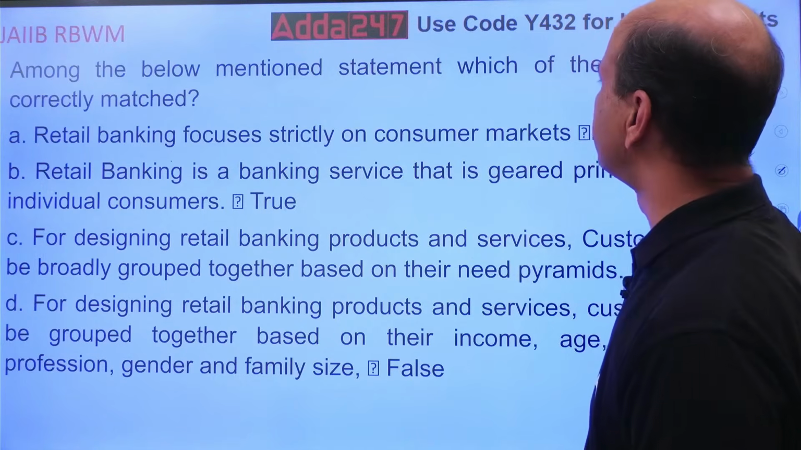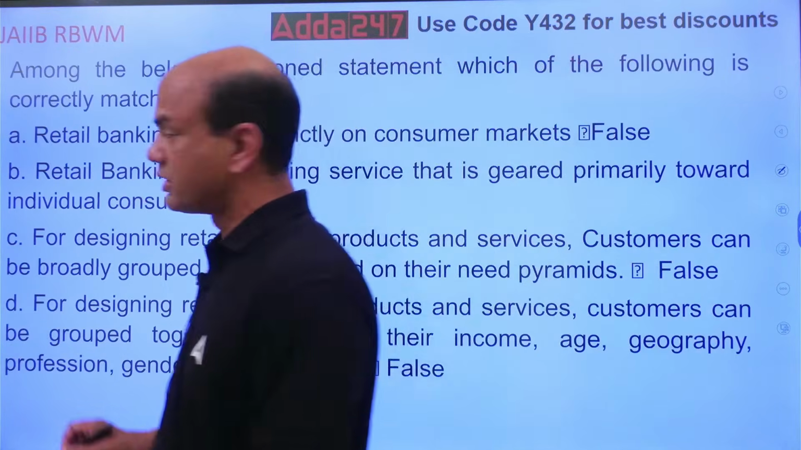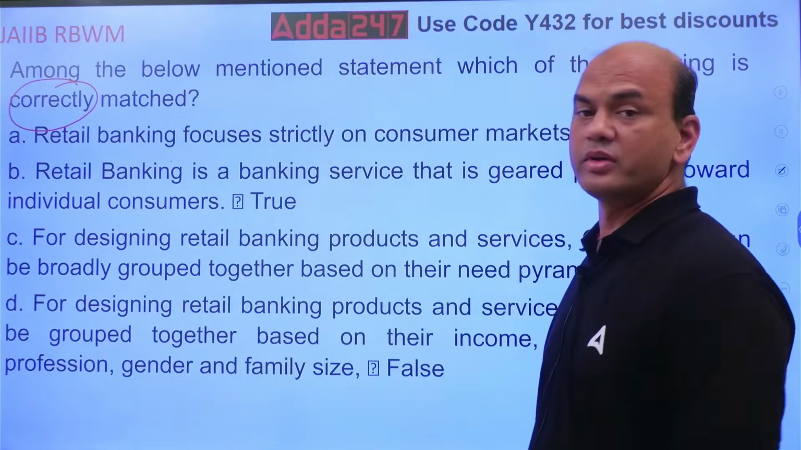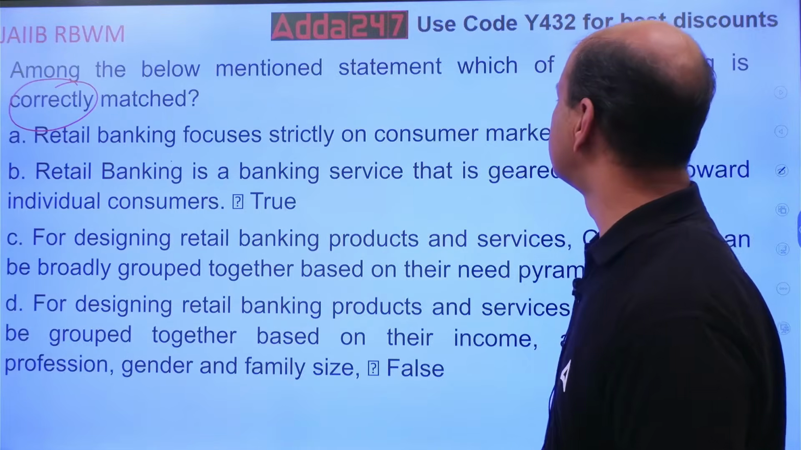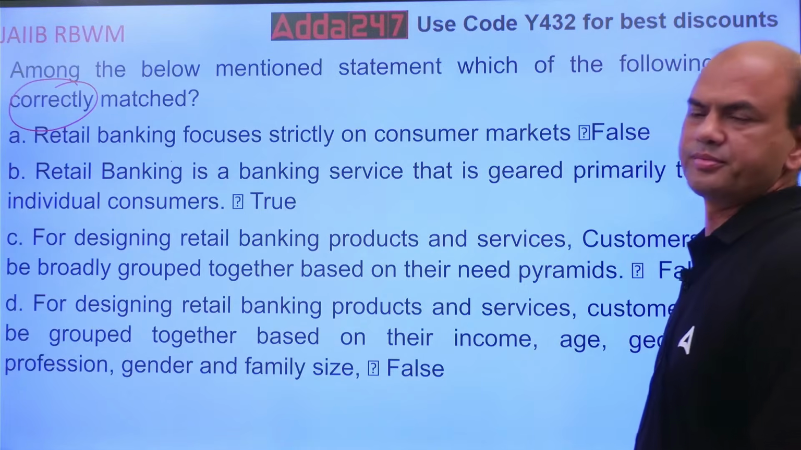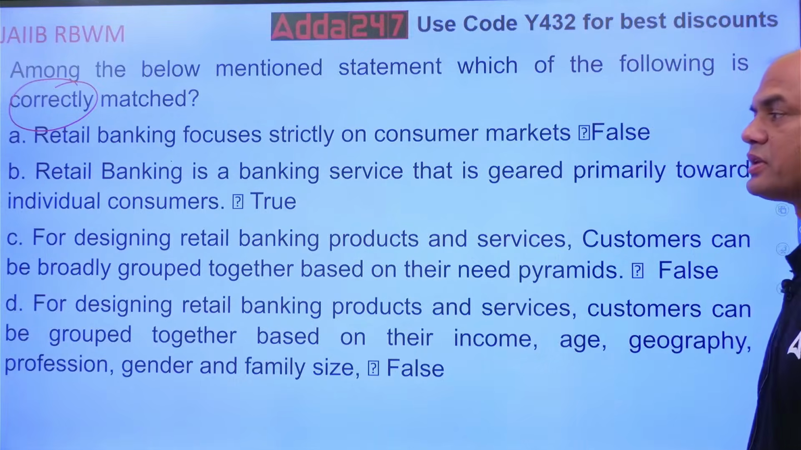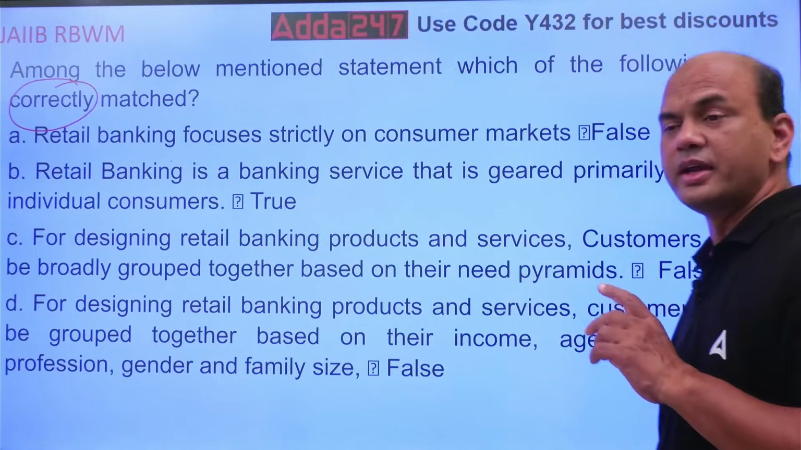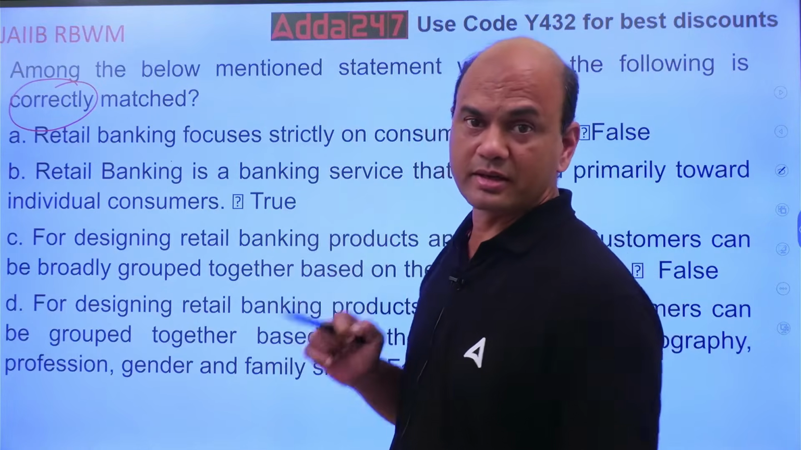Among the below mentioned statements, which of the following is correctly matched? Now, see here. Here you don't want not. You want correctly matched. So, here you want the correct one, not the false one. Retail banking focuses strictly on consumer markets. False. Retail banking is a banking service that is geared primarily towards individual customers. True. You have to look at both the things, the statement and true or false also. It's not that this statement seems to be correct, so you are saying correct. Matching should be there correctly.